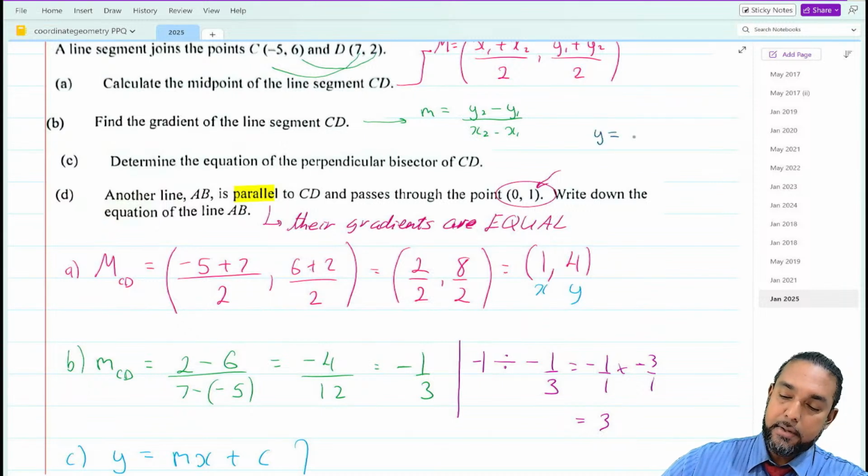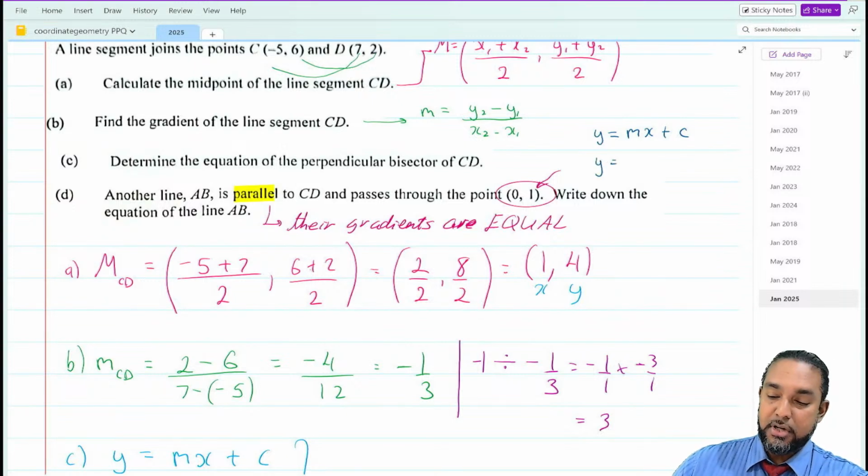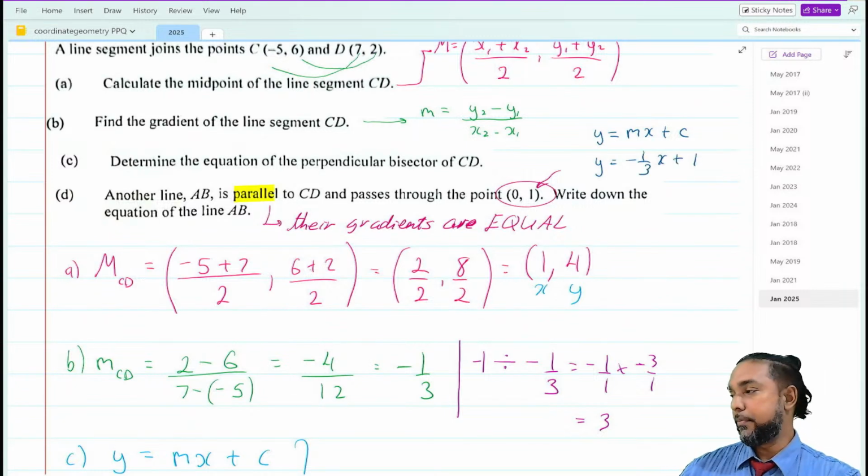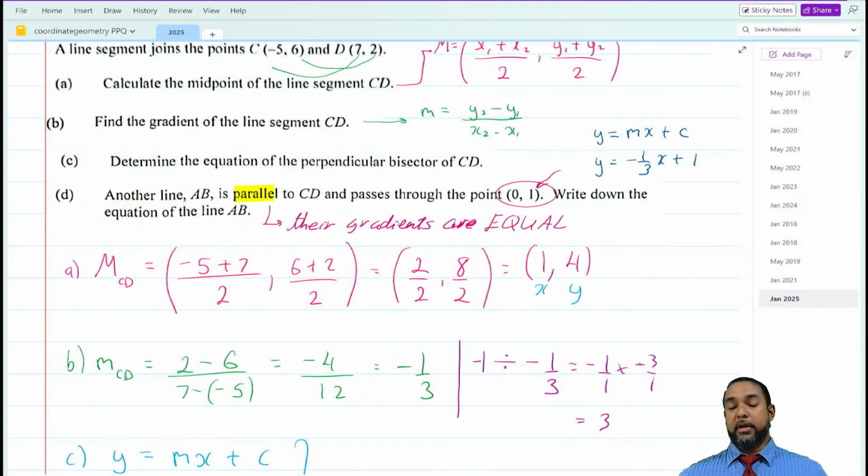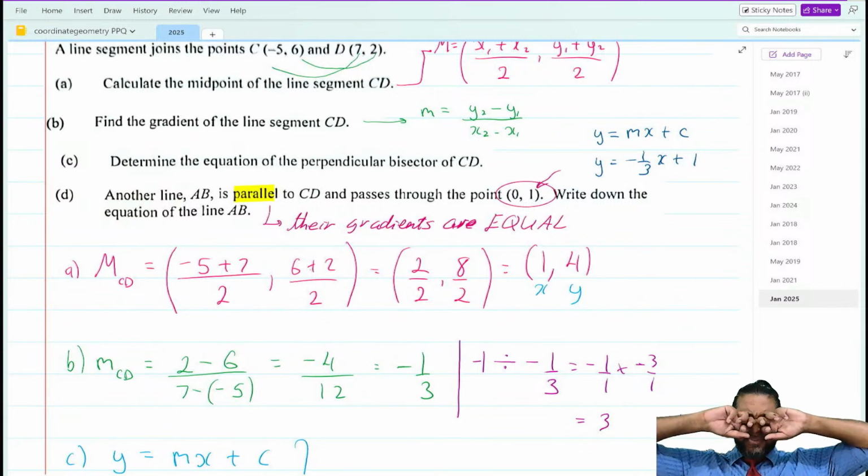Right, so y is equal to mx plus c. The gradient of the original line is minus 1/3, and the y-intercept is 1, as given in the question.